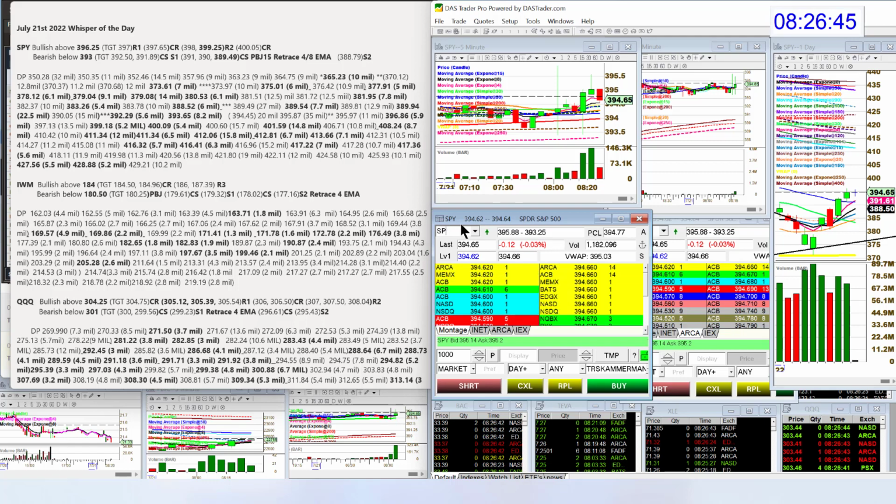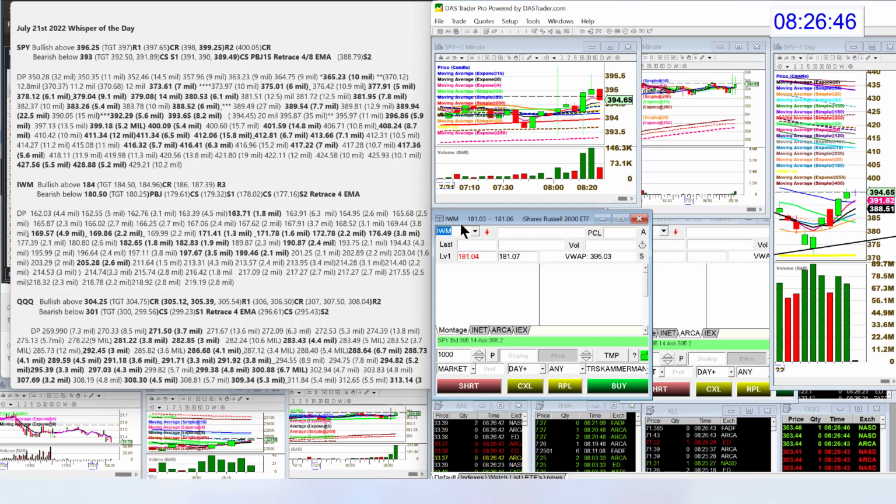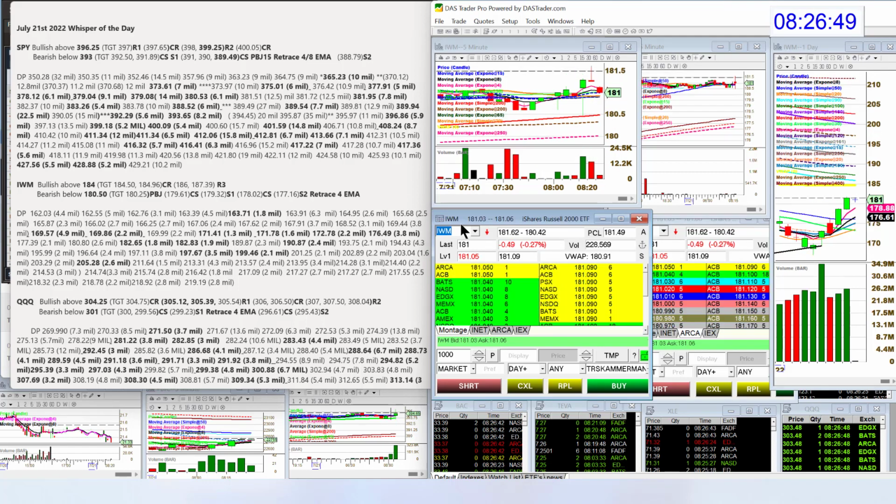We didn't get anything heavy though yesterday as far as Levi's, but let's go to the IWM. We're bullish above 185 and we are bearish below 180.50. Look at this evening star 5-minute candle pattern that just popped up here. We'll see where the IWM wants to go.